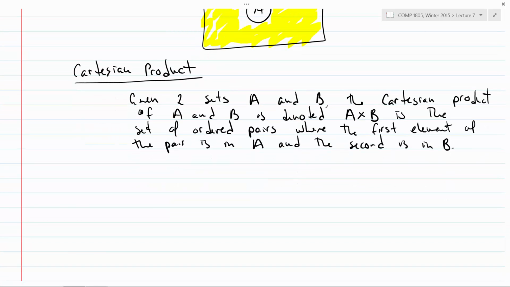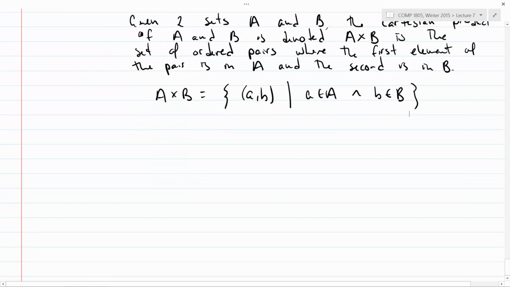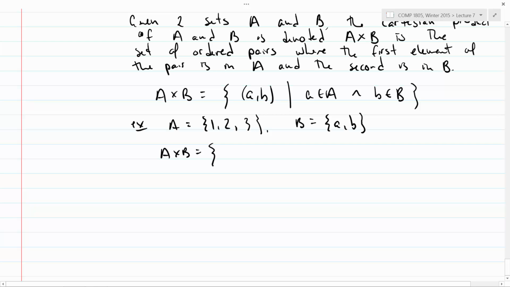Okay, so it's easiest if you do this by example. Before I do that, I'll do the set builder notation for it. A cross B is the set of all pairs (a, b) such that a is in A and b is in B. Little b and big B. All right, so as an example, if A is the set {1, 2, 3}, and B is the set {a, b}, then A cross B is the set of all ordered pairs where the first thing is from A and the second thing is from B.